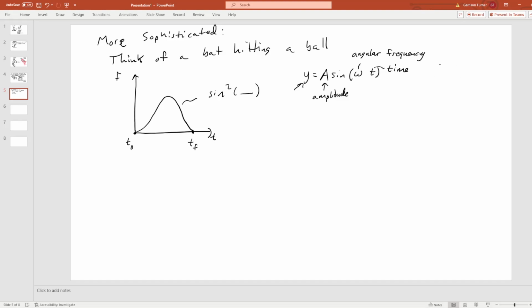So your angular frequency is going to have units of radians per second. And because radians is a unitless number, radians per second times the seconds you get from your time just goes to radians, which is what the sine function wants.